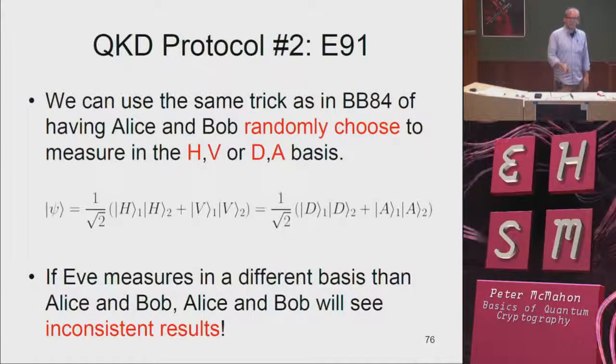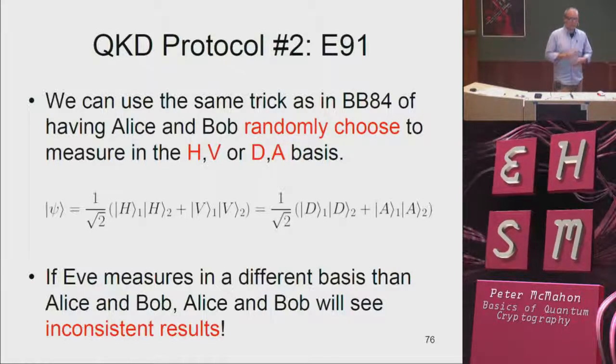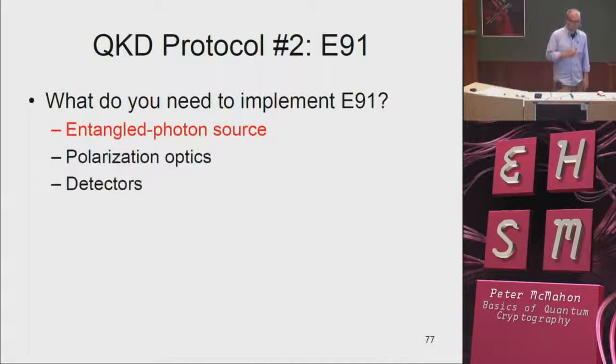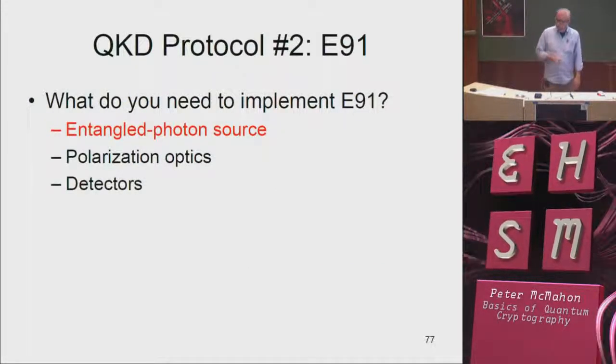And they should do this with randomly chosen bases so that if Eve interferes, then Alice and Bob will see some inconsistent result. If they don't change the basis, then it will be possible for Eve to intercept and reproduce the states, and then they wouldn't be able to detect it. But if they use the same trick as BB84, then this problem goes away. So what do you need to be able to implement this kind of protocol?